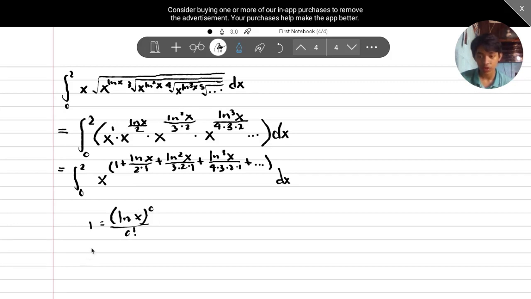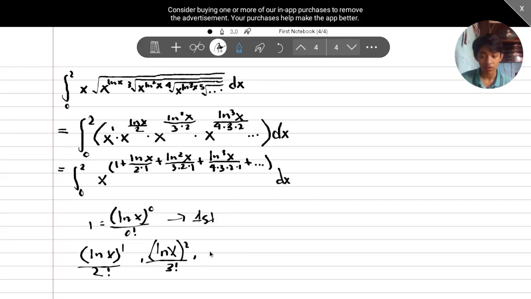And as for the second term, so this is the first term, no? And as for the second term, we have ln x raised to 1 all over 2 factorial, since 2 times 1 is just 2 factorial, and etc. We have ln x squared all over 3 factorial, because 3 times 2 times 1 is just 3 factorial, and so on.